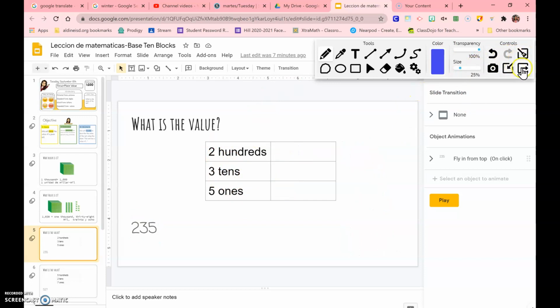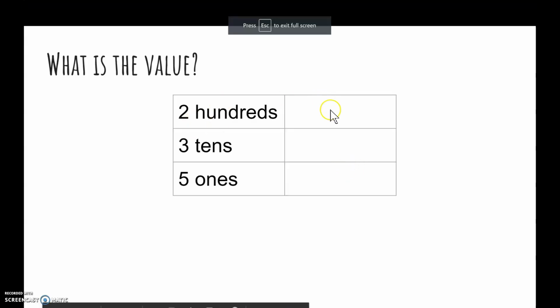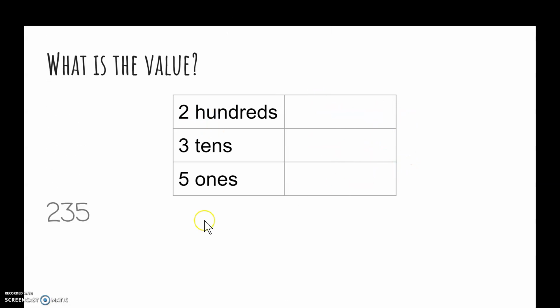Now I'm going to maximize it. Again, the value of 200. Hopefully you got some ideas, so I had to work it out, and it is 235.